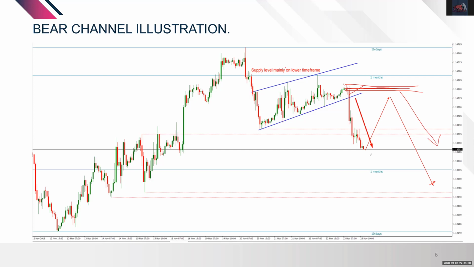You see? Because we've got an impulsive move here, our supply zone. So as long as this channel terminates here, and there's a supply created, when price comes back, you look to sell because you expect this down move to continue all the way.